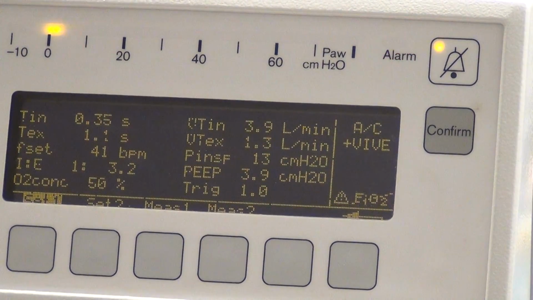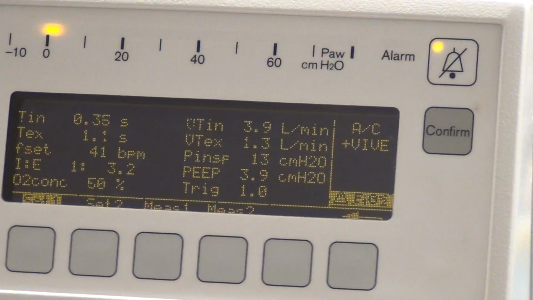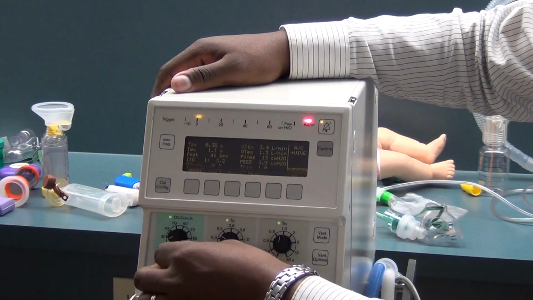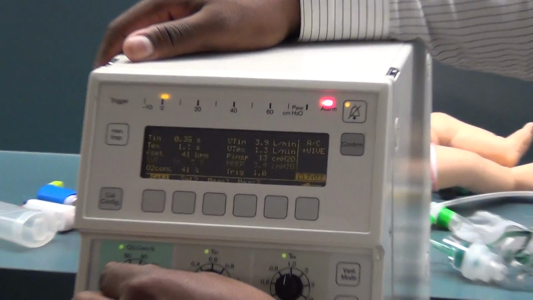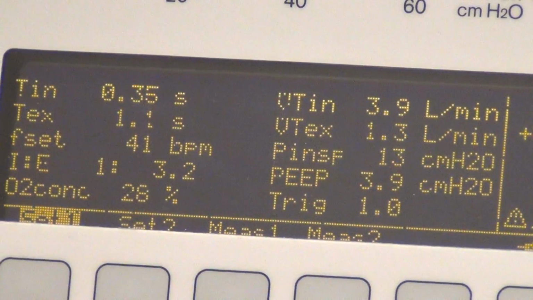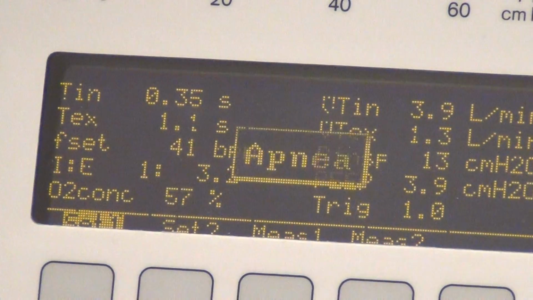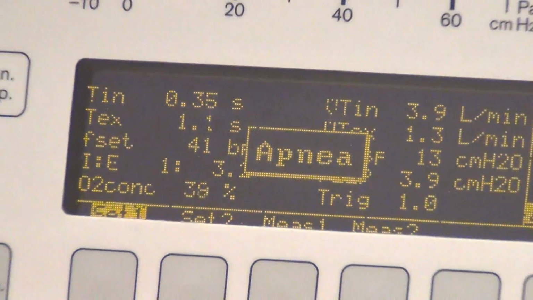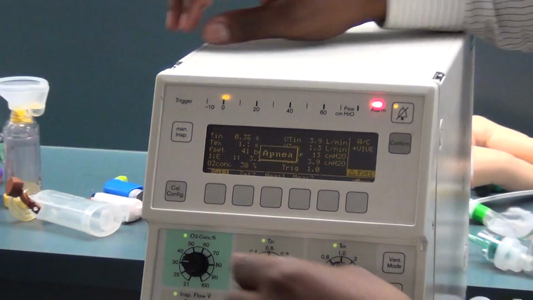If you're adjusting the FiO2, we'll work in order here from left to right. So our FiO2 knob is here. You'll notice as we make adjustments here, it also changes on the screen. So right now it's telling me I'm at 28% versus 57% now. I will put our patient on about 30% oxygen. Here we go.